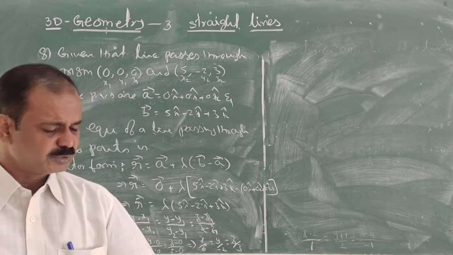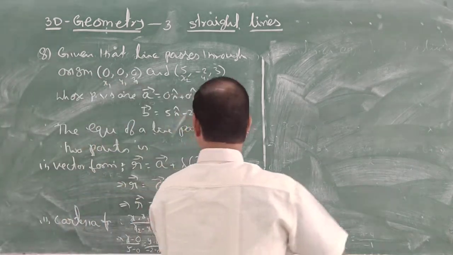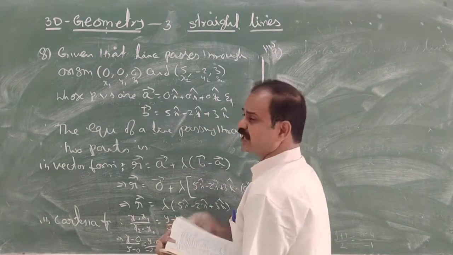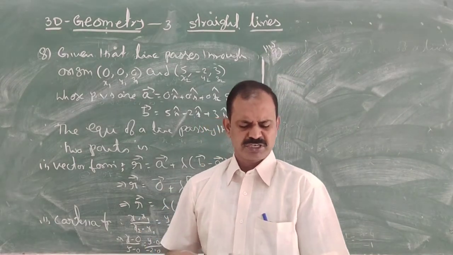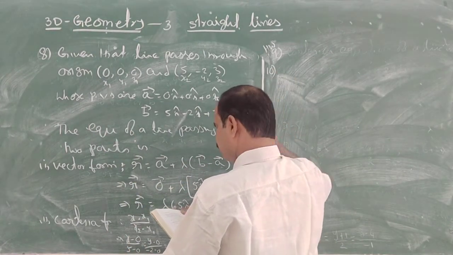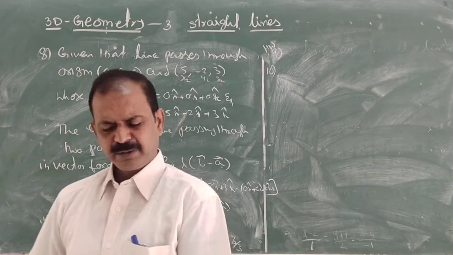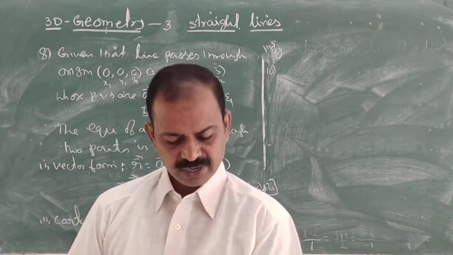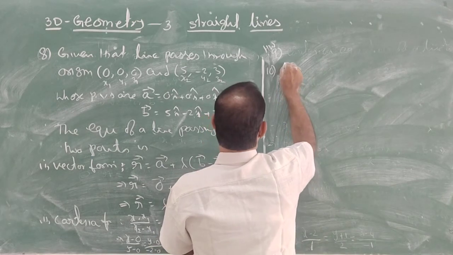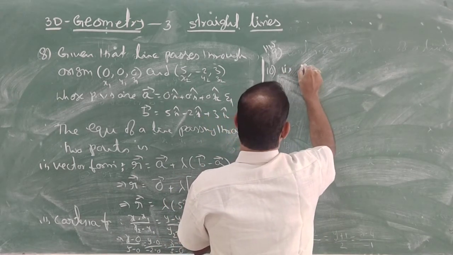Next, come to the 9th question. The 9th is the same as the 8th one, so you take it as homework. There is no change, passing through 2 points. Next, come to the 10th one. You have to find out the angle between 2 pairs of lines. So in the 10th, the first one I will do, the second one you do it.